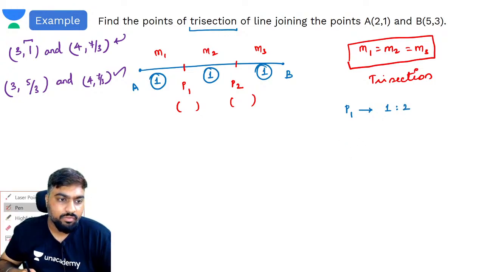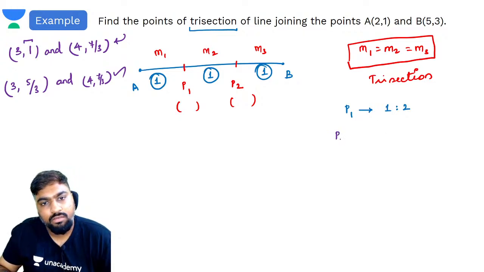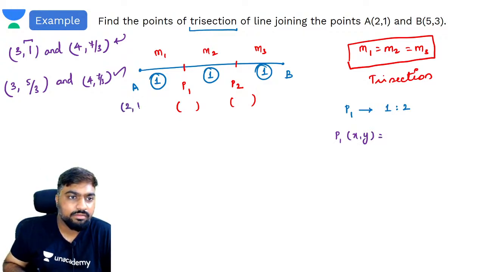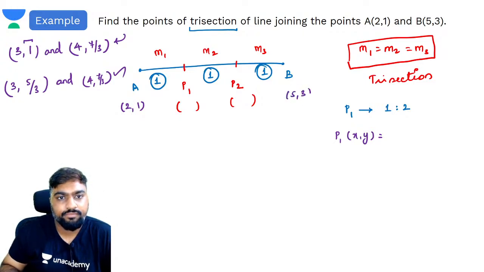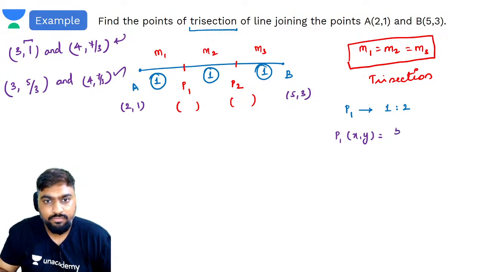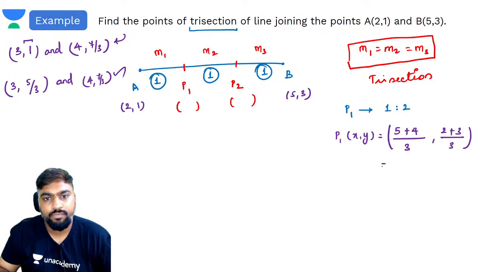So with this can I quickly find out what P1 is going to be? Point P1, that is इसका x, y is going to be what? A, that is 2,1 and B, that is 5,3. Yes. So 5 into 1 plus 2 into 2 by 1 plus 2, comma 1 into 2 plus 1 into 3 by 2 plus 1. This is your answer, which is what? 9/3, which is 3, comma 5/3. ये हो गया P1 का coordinates 3 comma 5/3.